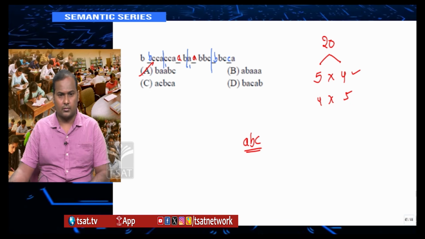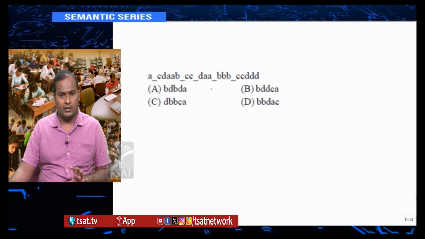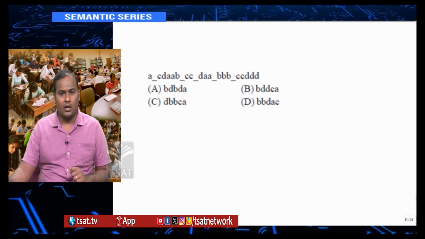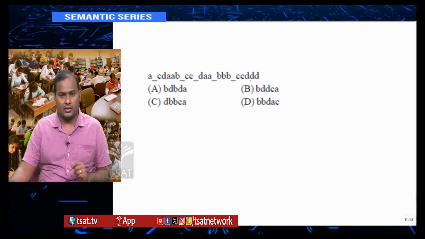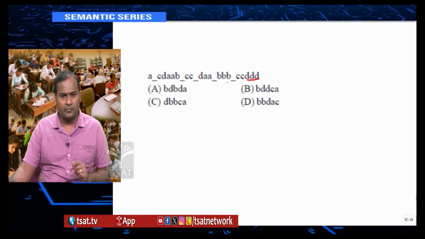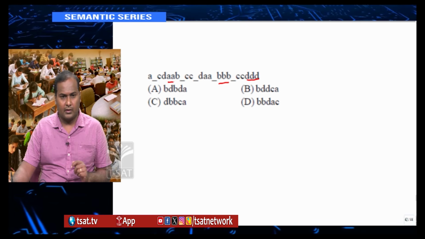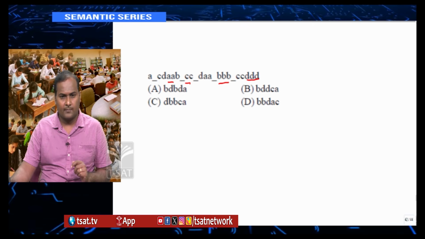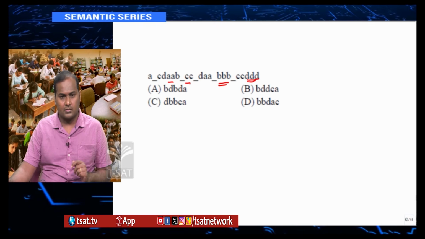Now next question. Look at the question here. What is the clue? I already said that the first thing in reasoning is observation skill. The moment I see the question, there is something that keeps on repeating. You see here DDD is repeating. Here also BBB is repeating. Here A is repeating twice, and C also twice. Then later B repeating thrice and D also thrice.